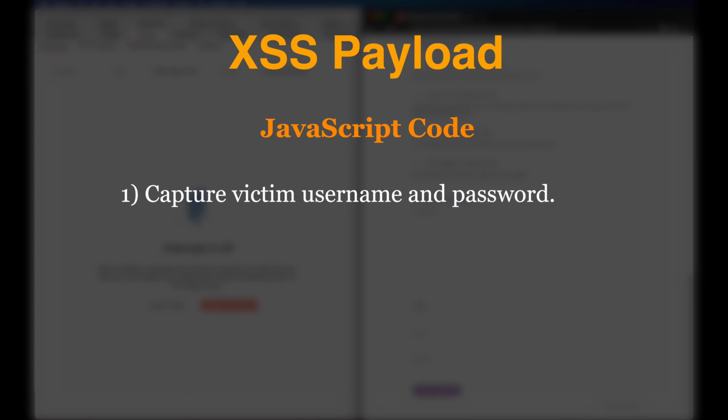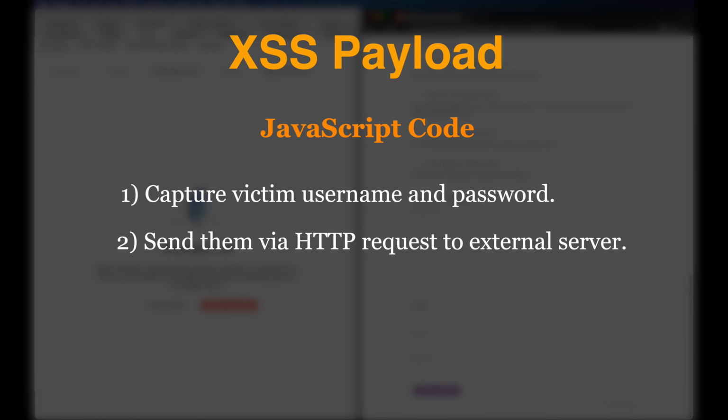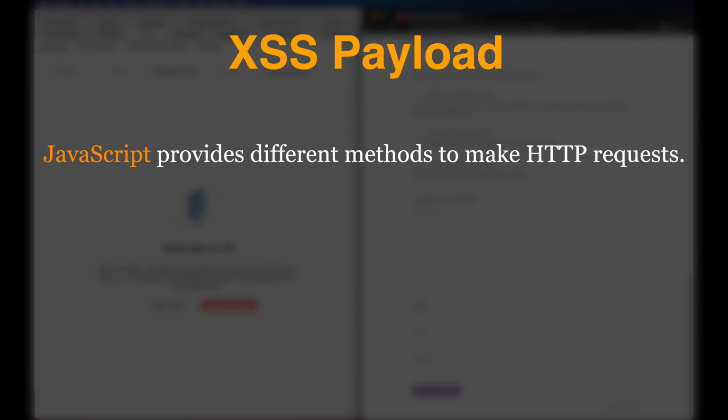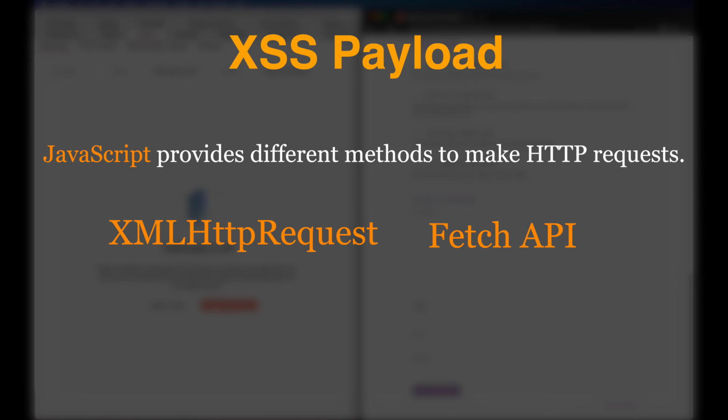Since our goal in this lab is to capture the user credentials, for the XSS payload, we need a JavaScript code that captures the victim username and password and sends them via an HTTP request to an external domain that we control. JavaScript provides different methods to make HTTP requests to a web server to send or receive data, including XML HTTP request and fetch API. We will look at two sample payloads that can capture and send user credentials via HTTP request. The first payload is using XML HTTP request object, and the second one is using fetch API.